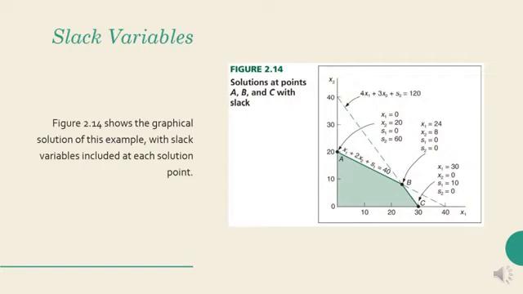So, kung babalik tayo dun sa ating graph, Figure 2.14 shows the graphical solution of this example with slack variables included at each solution point. Sa bawat point A, point B, point C, pinapakita dito sa graph na ito yung mga tinatawag nating solution variables nila including the slack variables.